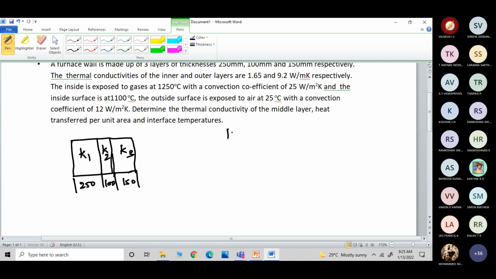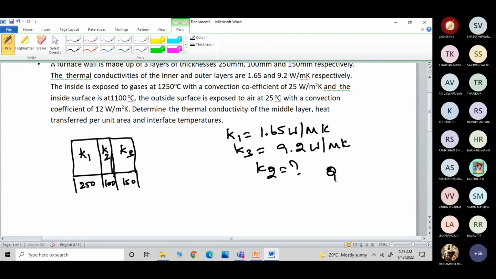So it is mentioned K1 is given as 1.65. Am I correct? Yes, sir. And K3 is mentioned as 9.2. All of you are able to see what I am writing? Yes, sir. K2, we don't know K2. So that's what we are asked to find out. We are asked to find out Q, K2, and similarly the interface temperatures.